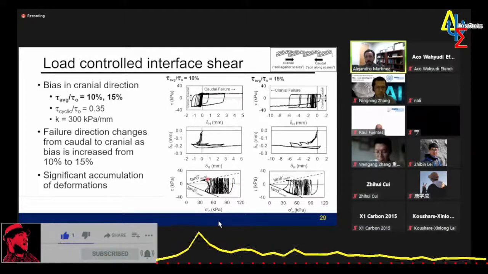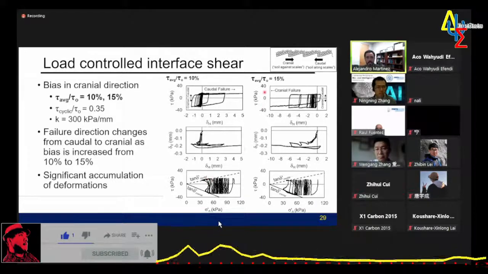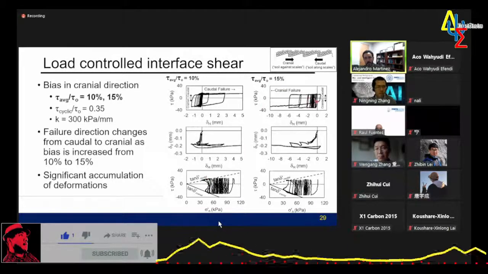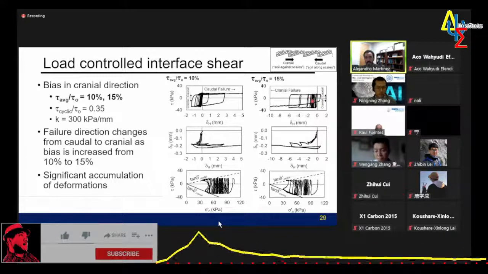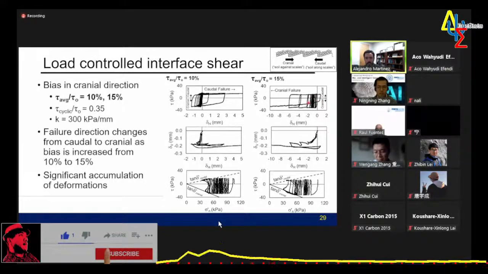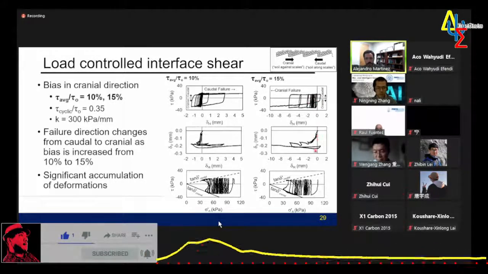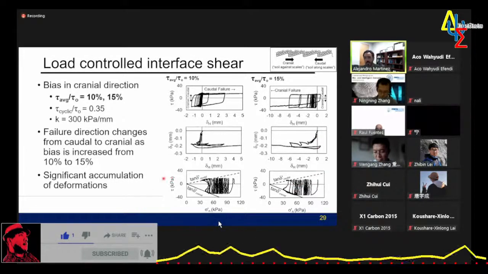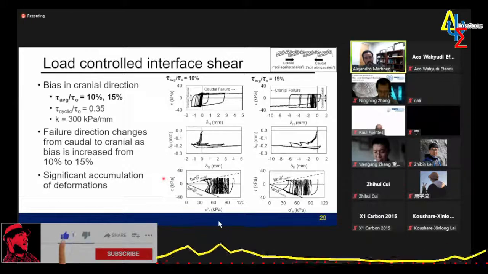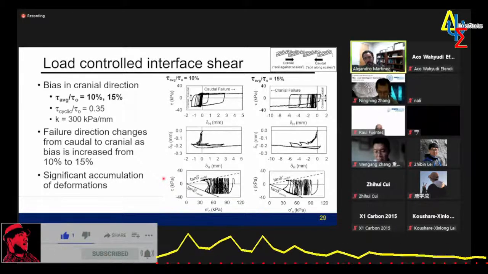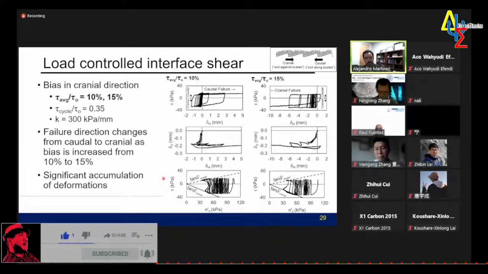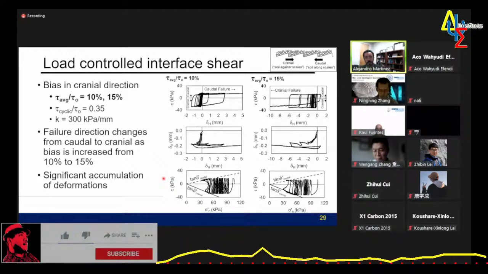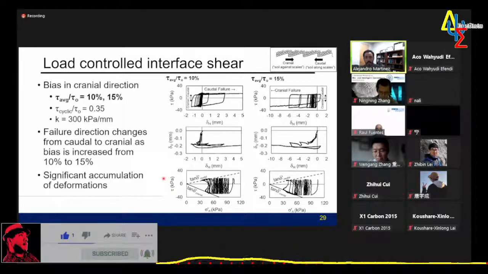We can bump that up a little bit and increase our bias to 15%. We continue to accumulate displacements, but now they're all in the cranial side. We get more contraction, and we finally get a failure on the cranial side. And so from this series, what we learn is that it takes a bias of somewhere between 10 and 15% in the load to be able to fail in the cranial side. Otherwise, we're always going to be failing in the caudal side. That's the weaker side.